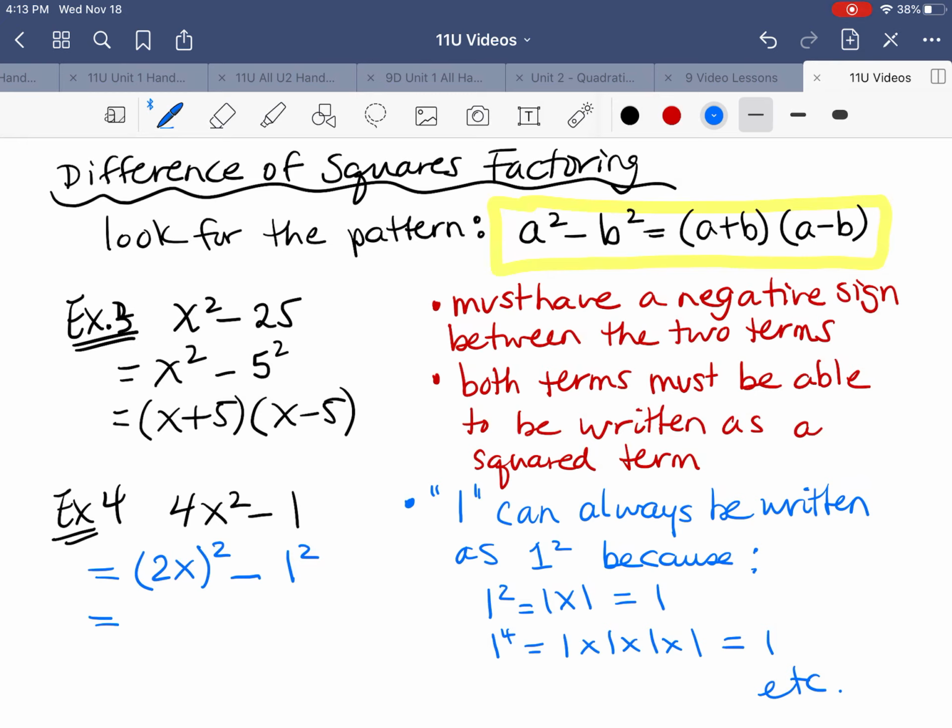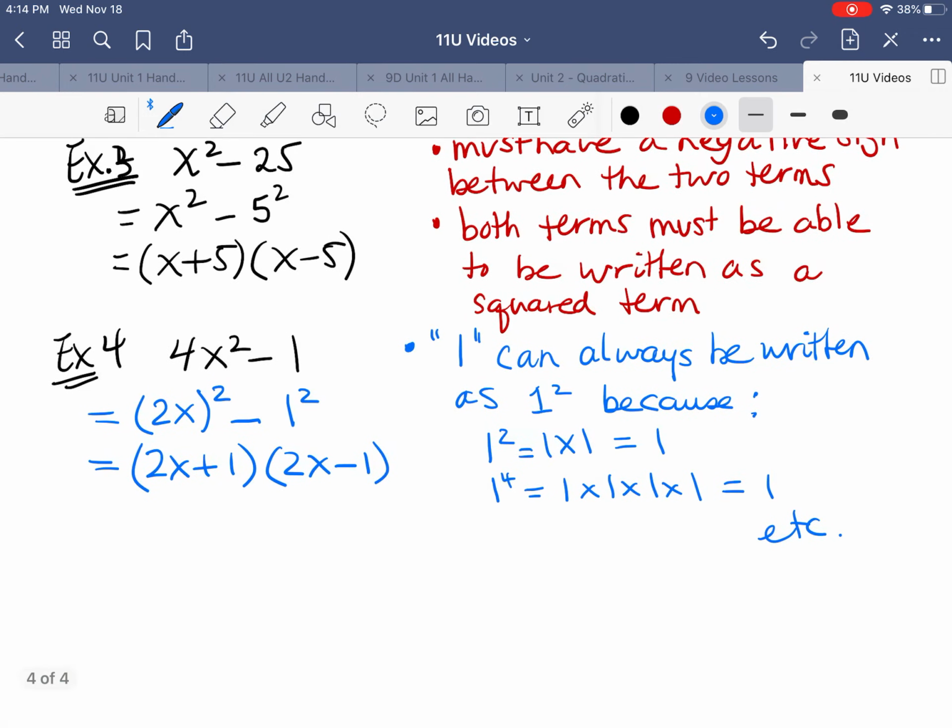Now let's get back to our example 4. In example 4, our 2x is the same as our a, and our 1 is the same as our b. So we have 2x plus 1 times 2x minus 1. So we really are looking to follow that pattern that is highlighted in yellow. One last difference of squares example.